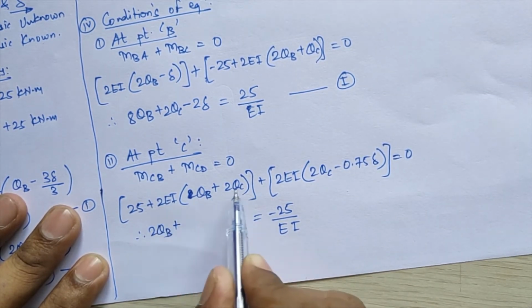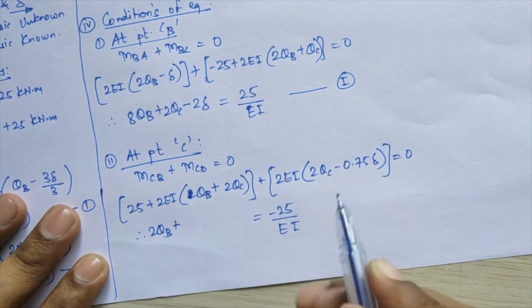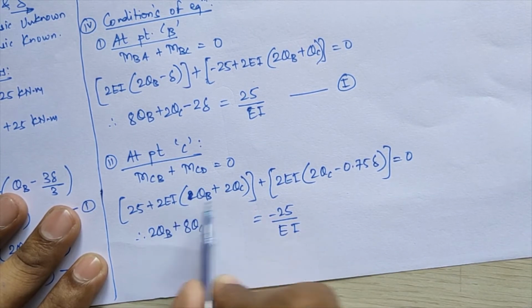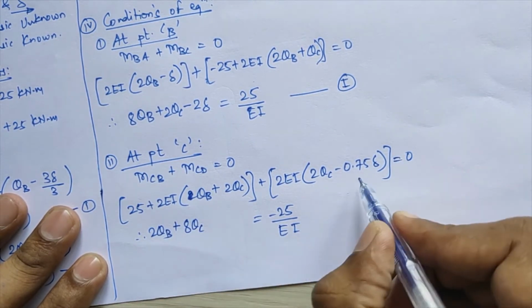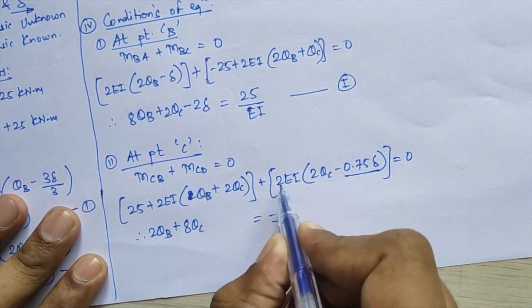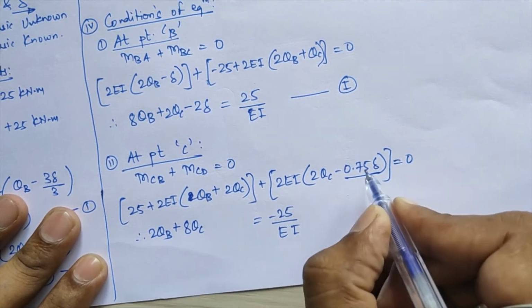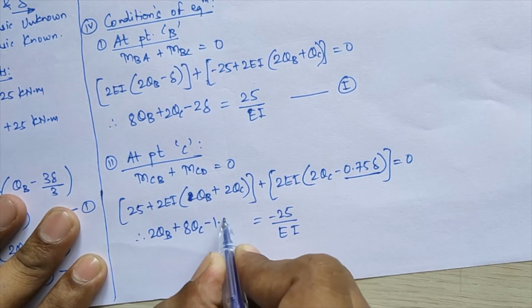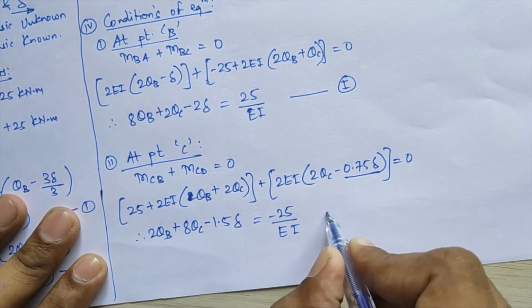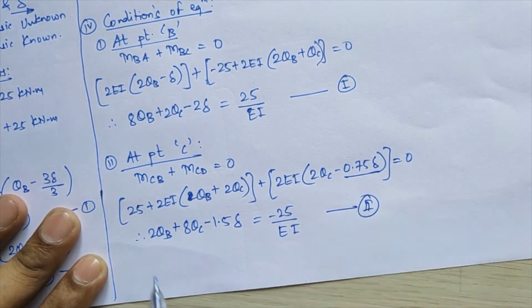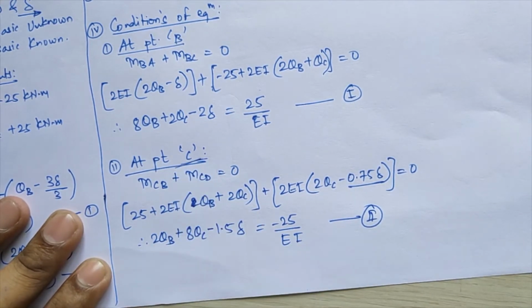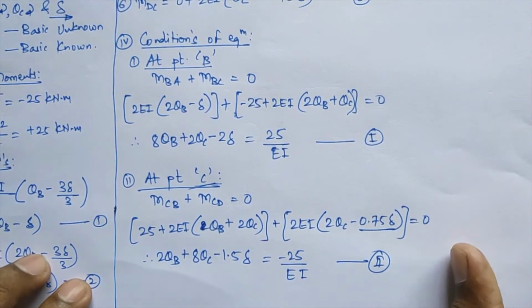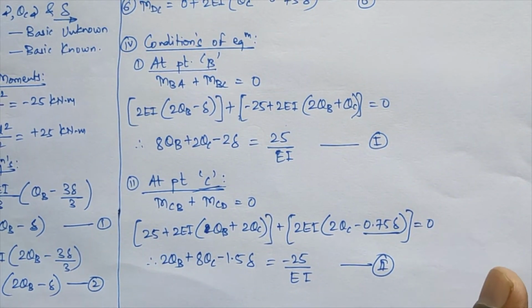So here I am having 2 into 2, 4 theta c, and here also I am having 4 theta c, so I'll get here 8 times of theta c. Then delta terms I'll see, here there is no delta, here I am having 0.75 delta but multiplied by 2, so 0.75 into 2, that is minus 1.5 into delta. So this will be my second equilibrium equation, which is coming at this point C: 2 times of theta b plus 8 theta c minus 1.5 into delta.